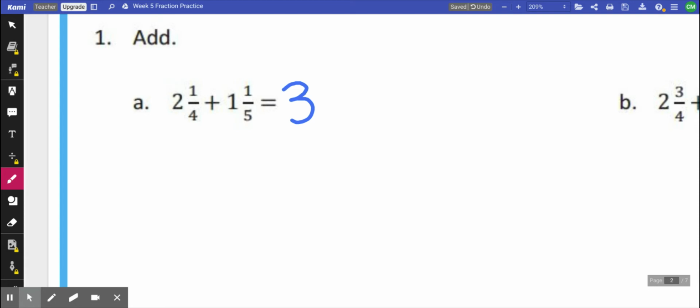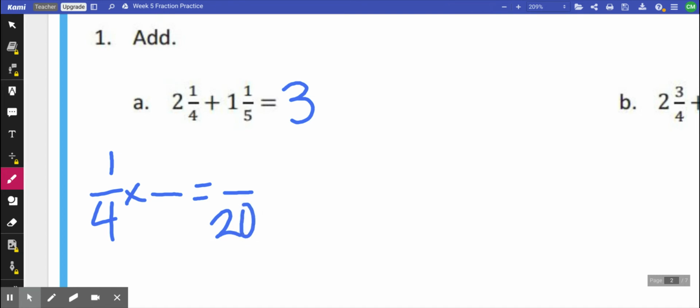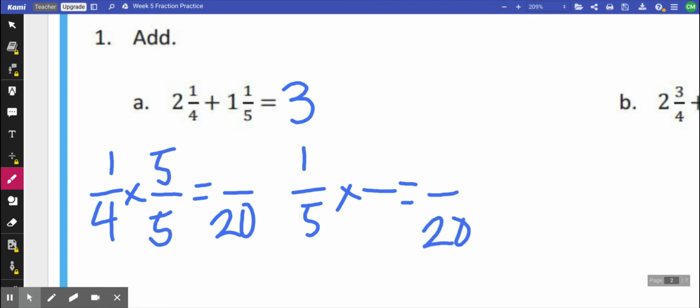What do you think is a common denominator that 4 and 5 will share? I know that both numbers can go into 20. So I'm going to find 1/4 times something equals 20ths. And I'm also going to find 1/5 times something equals 20ths. I know that 4 times 5 is 20, so this will be 5/5. So 1/4 is equal to 5/20. 5 times 4 is 20, so this will be 4/4. 1 times 4 is 4/20.